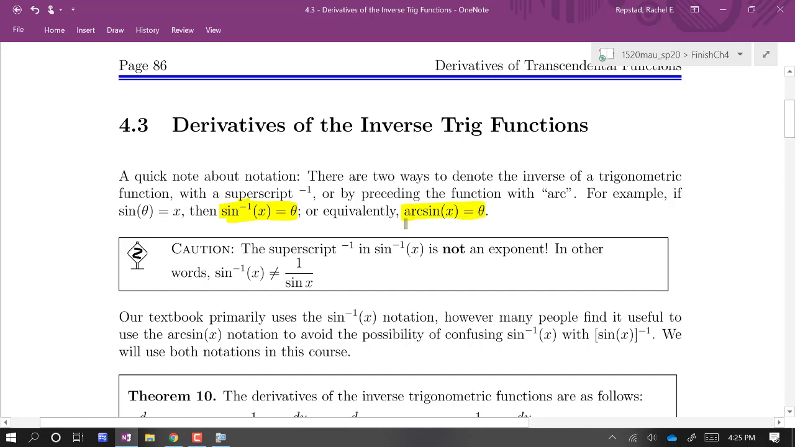Most of the time I'm going to use arcsine, but depending on the text or other resources you might look at, they're going to use that -1 superscript. And the thing to remember, the thing that's most important, is that superscript -1 is not an exponent. It's not a -1 power. It does not mean 1 over. It's really the inverse trig function.